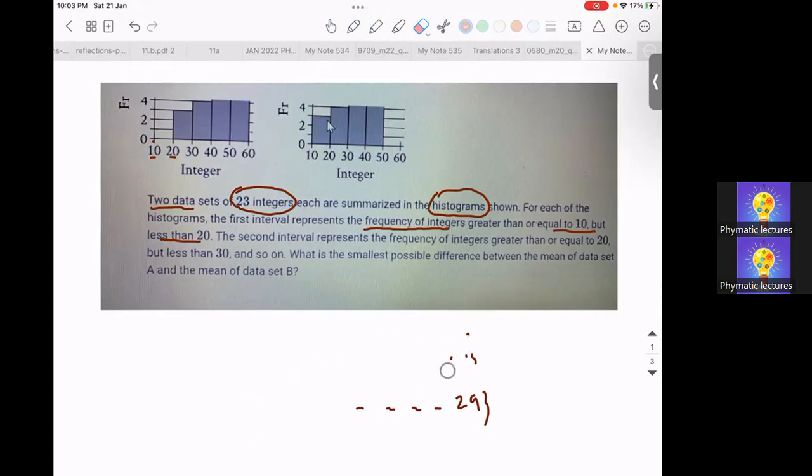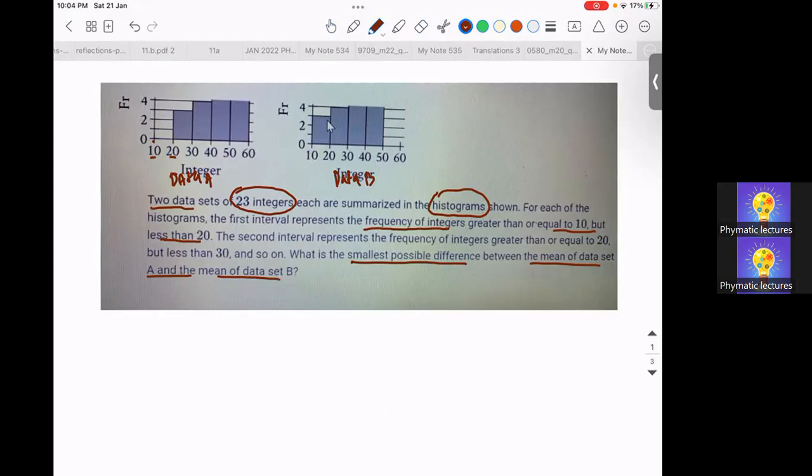Now, what is our question? What is the smallest possible difference between the mean of data set A and data set B? So this is data set A and this is data set B, correct? So what we will do is separately find the mean of data set A as well as data set B from this histogram.